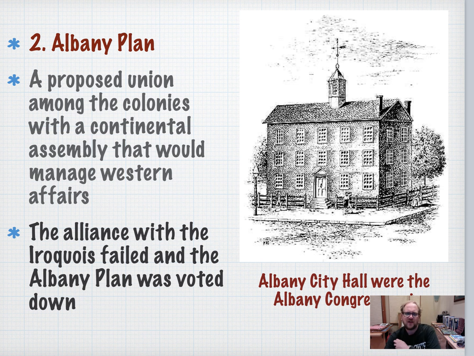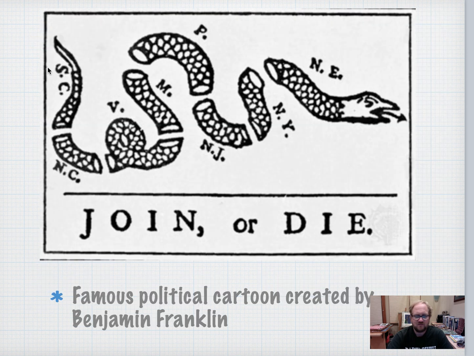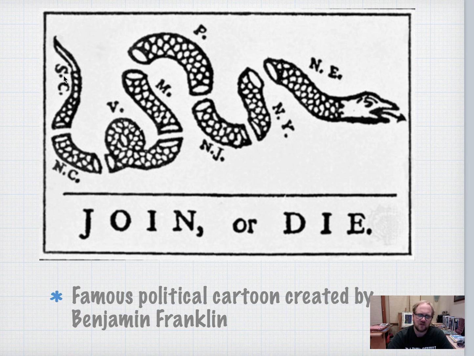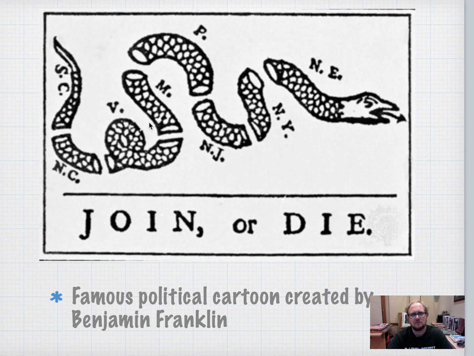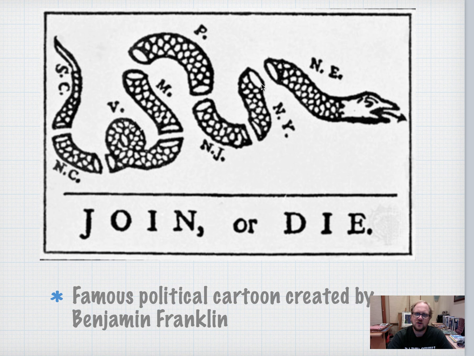Also, we see one of the most famous American cartoons in history. This is really one of the very first American editorial or political cartoons, drawn by Benjamin Franklin and posted in the Philadelphia Gazette. And it's this very famous segmented snake. You see South Carolina, North Carolina, Virginia, Maryland, Pennsylvania, New Jersey, New York, and New England. And of course, New England being Vermont, Massachusetts, Connecticut, Rhode Island. And it's join or die.